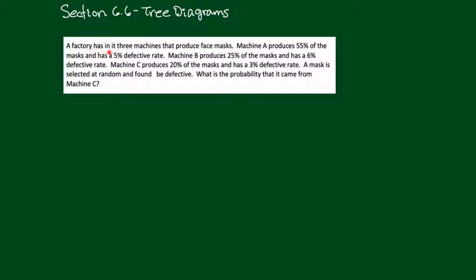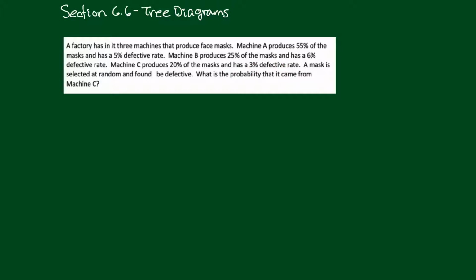So imagine that there's a factory, and in this factory there are 3 machines, and they produce face masks. Machine A produces 55% of all the masks, but has a 5% defective rate. Machine B produces 25% of all the masks, but has a 6% defective rate. And then machine C produces 20% of the masks and has a 3% defective rate.